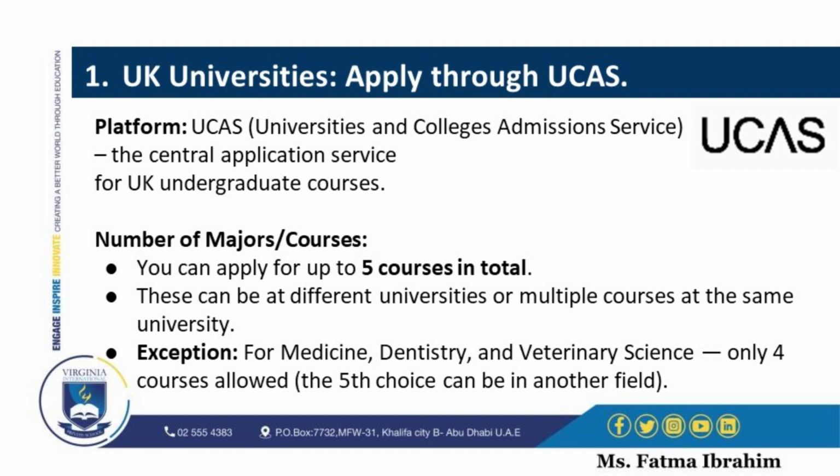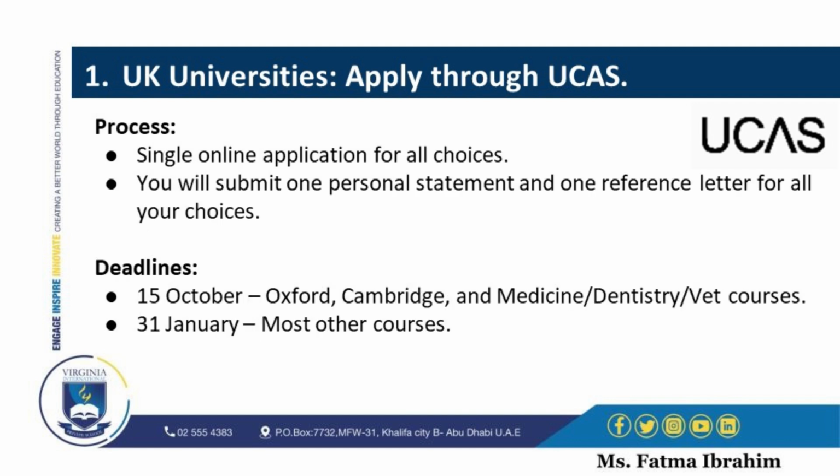Let's start with the UK. UCAS is your one-stop shop for applications. You can apply to up to 5 courses in total. These can be at different universities or even different courses at the same one. But there's a special rule. If you're applying for medicine, dentistry, or veterinary science, you can only pick 4 courses in those areas. Your 5th choice has to be something else. With UCAS, you fill out one single application that goes to all your chosen universities. You'll write just one personal statement and get one reference letter that all of them will see.